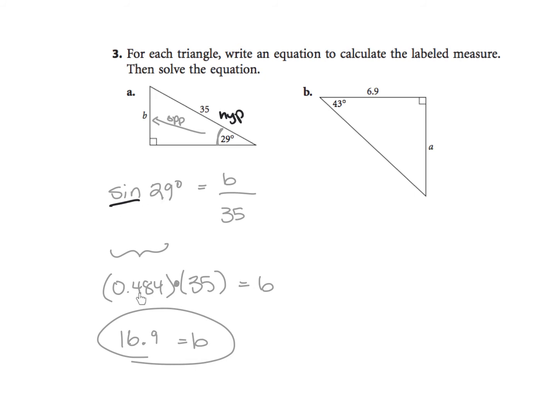Sine of 29, I used a calculator. I got that as about 484 thousandths. Multiplied by 35, and I got b. This is a b. It's not a badly written 6. It's just a badly written b. B is equal to 16.9.